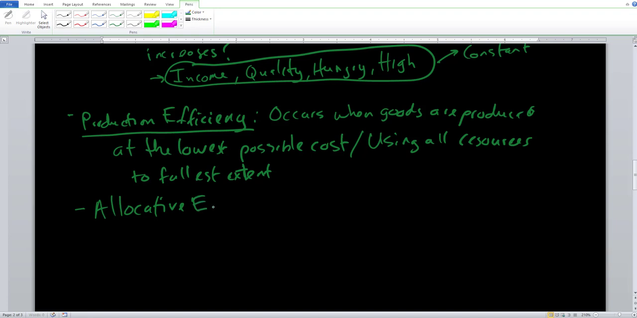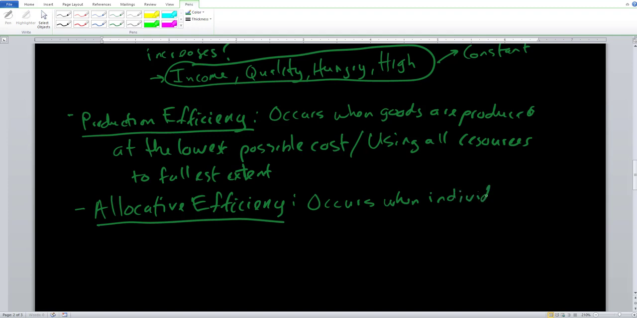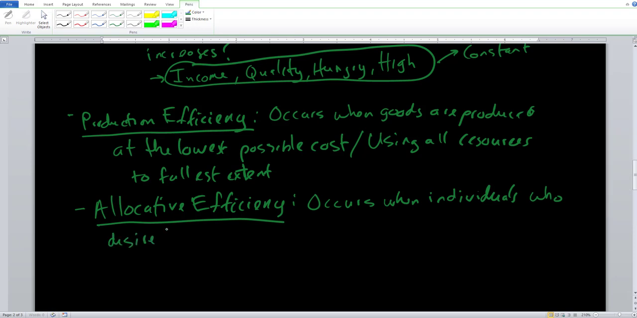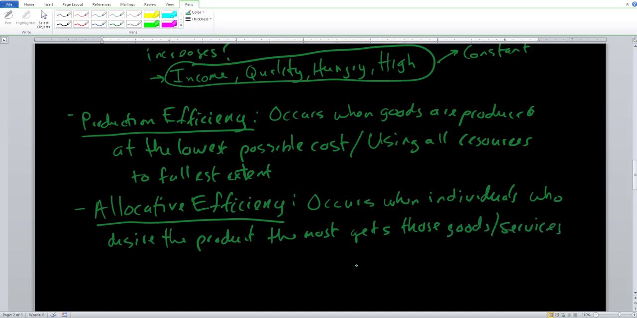The second type of efficiency, as we've noted already, that we can talk about is allocative efficiency. Allocative efficiency occurs when the individuals who desire the product the most are the ones that actually get those goods or services. So it's essentially saying that whoever desires the product the most should be the first one that gets that good or service.